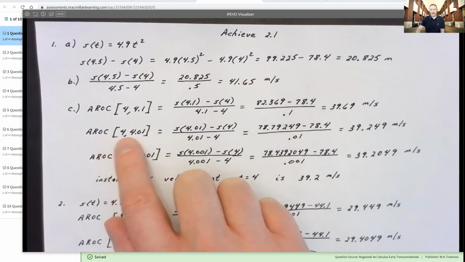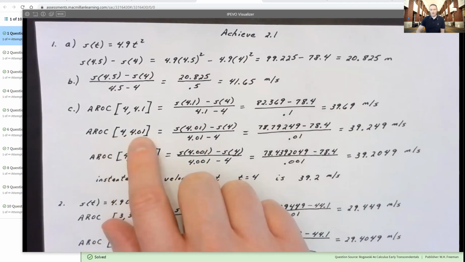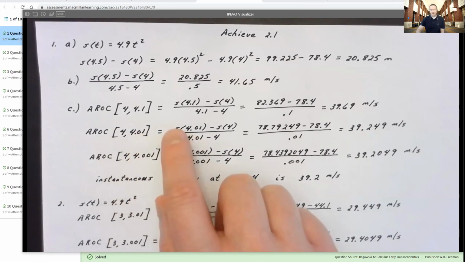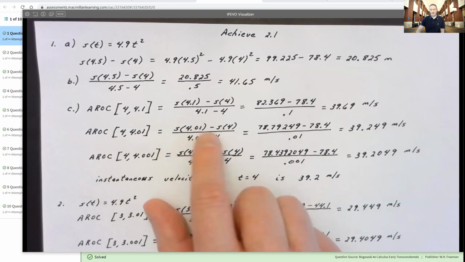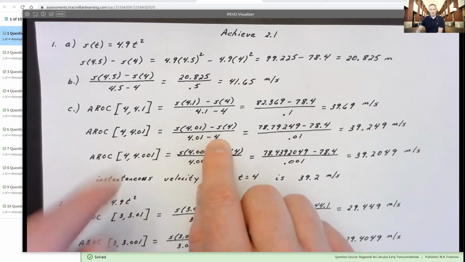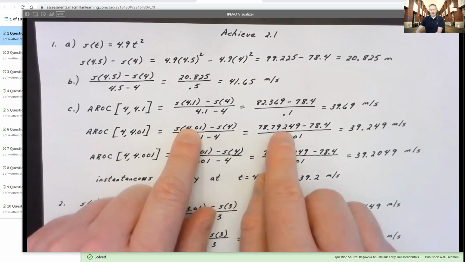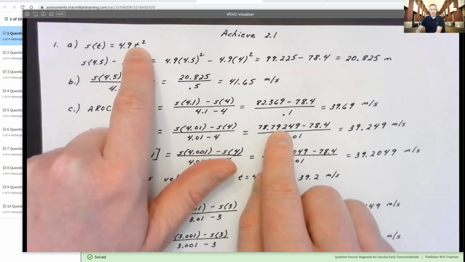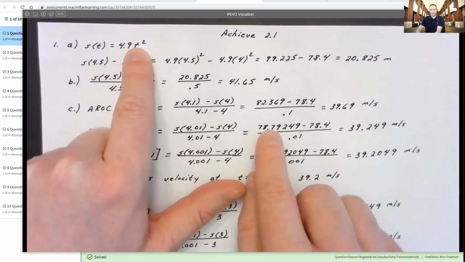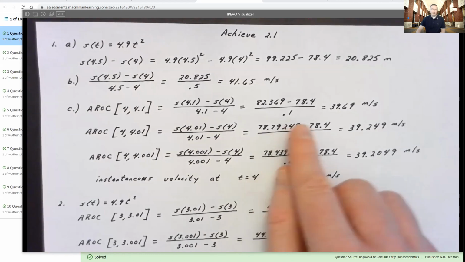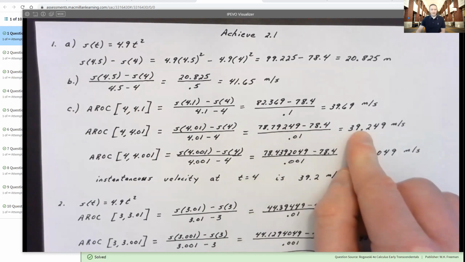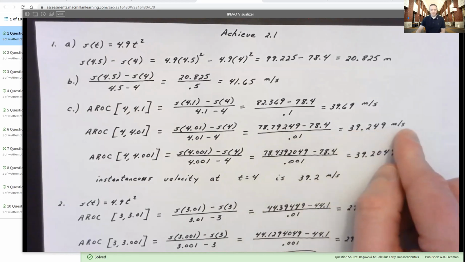If you want to find the average rate of change between 4 and 4.01, only 1/100th of a second later, you say the ending position minus the beginning position, ending time minus beginning time. My ending position, all I did is I plugged 4.01 into this equation. 4.9 times 4.01 squared gave me 79.79249. When I subtracted the beginning position and divided by 0.01, I'm getting 39.249 meters per second.